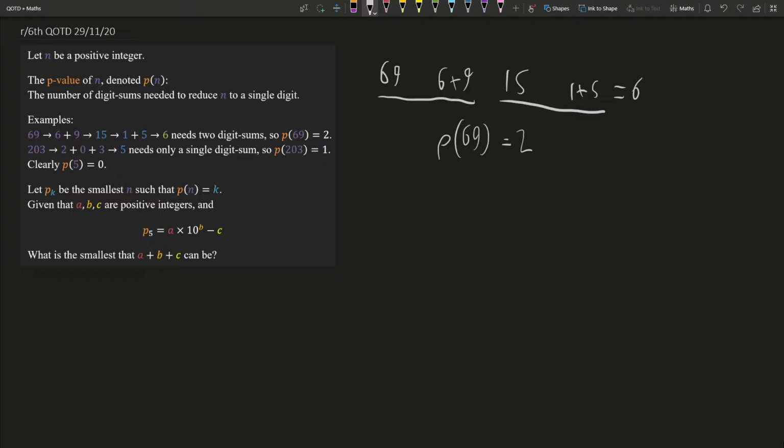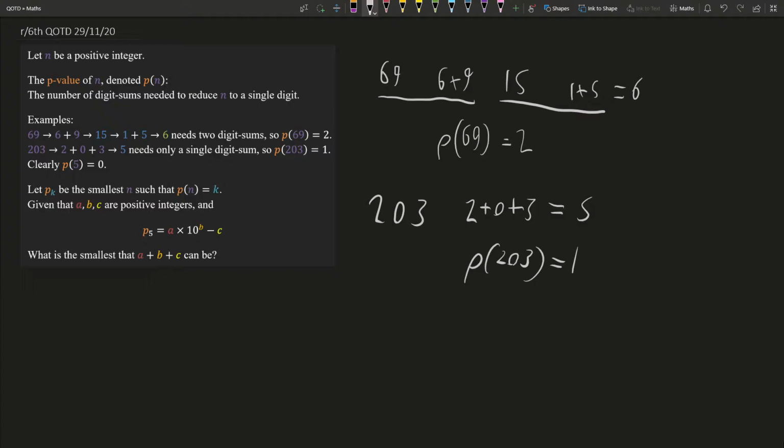Okay, and clearly 203. Just because a number is bigger doesn't necessarily mean that its p-value is bigger. I mean, clearly 2 plus 0 plus 3 is 5. So p of 203 is 1. And clearly p5 is 0 because it's a single digit.